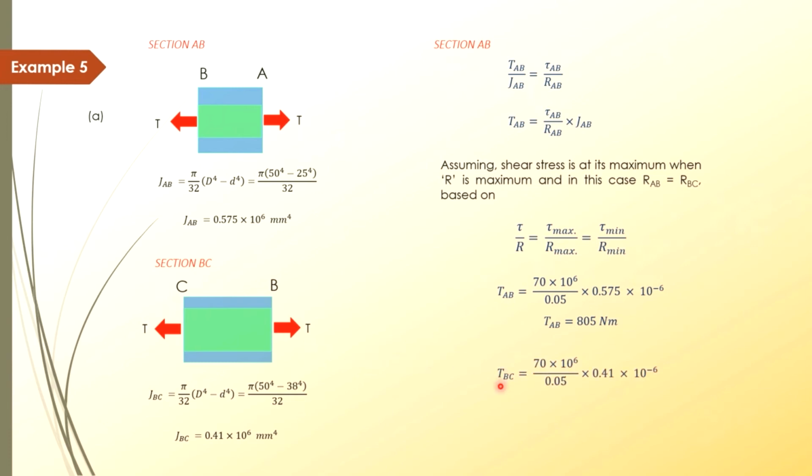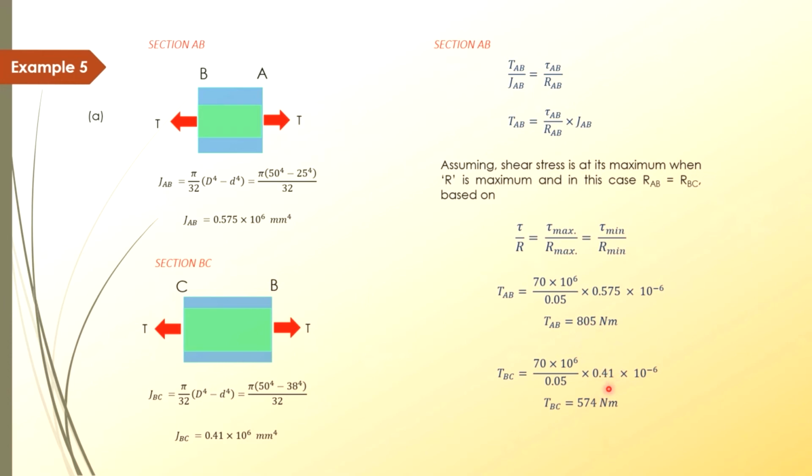So for section BC, we also consider the maximum shear stress, 70, with the maximum radius, because in both cases the maximum radius is 50 millimeter, which is equal to 0.05. The only thing that is different is J, the polar moment of inertia. For TBC, you will be able to find 574.